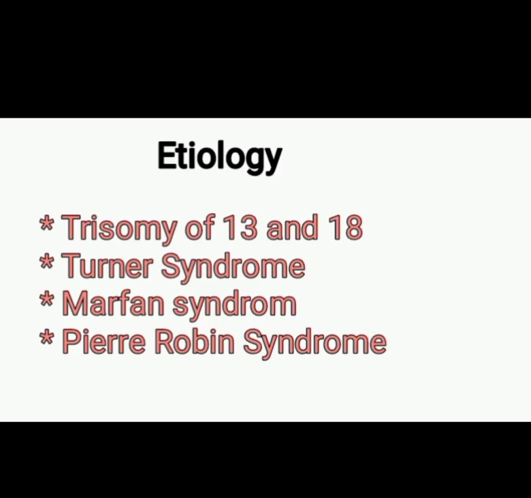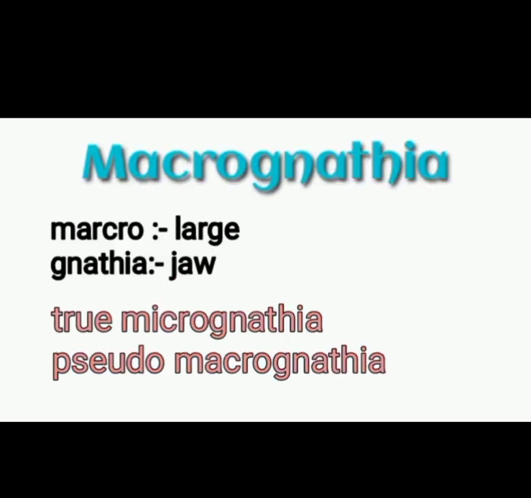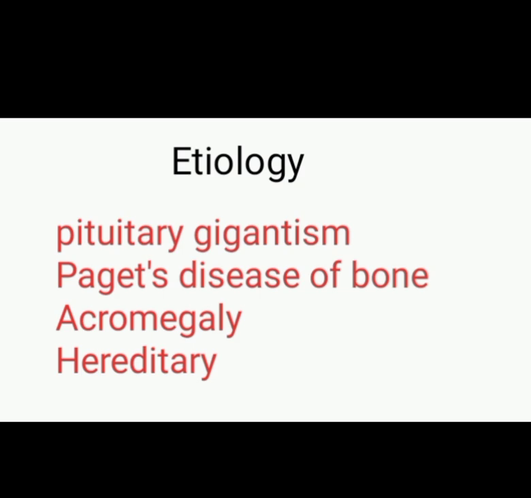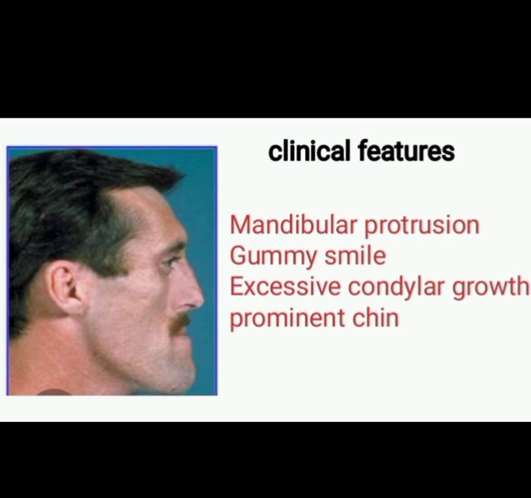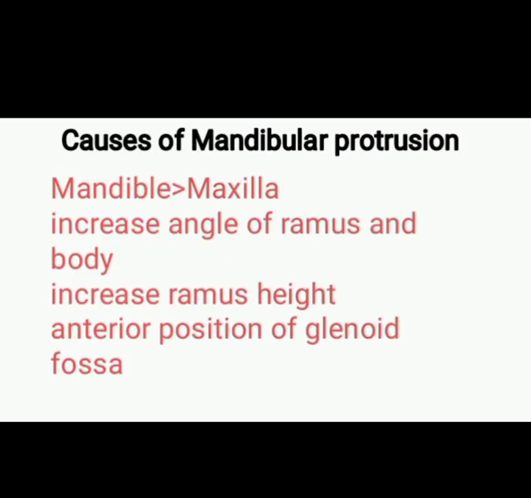So in case of etiology, there is a trisomy of 13 and 18 chromosome, Turner syndrome, Marfan syndrome and of course Pierre Robin syndrome. Next topic is macrognathia. Macro is large, gnathia is something related to jaw. There is true type, and etiology: pituitary gigantism, Paget's disease, acromegaly and also it is hereditary. Now clinical features: mandibular protrusion, gummy smile, excessive condylar growth and prominent chin.